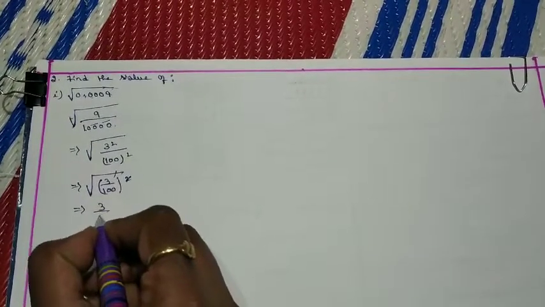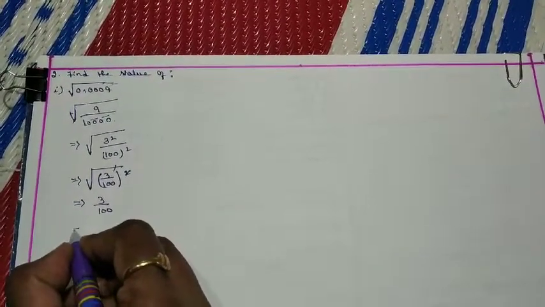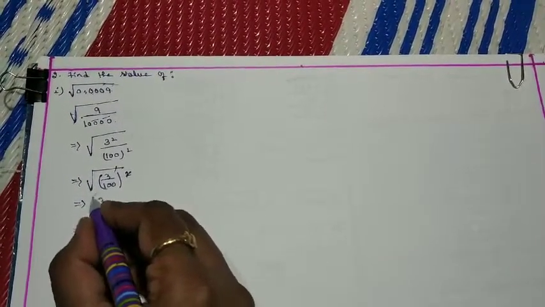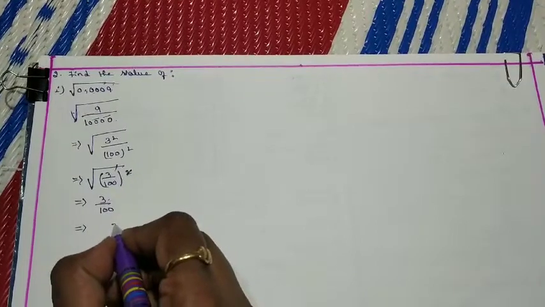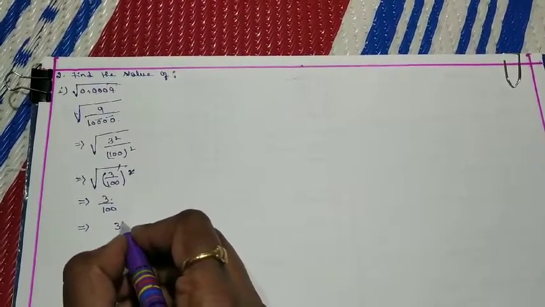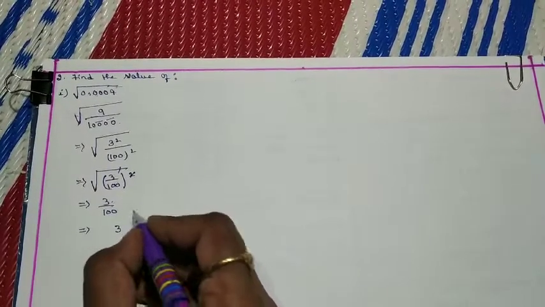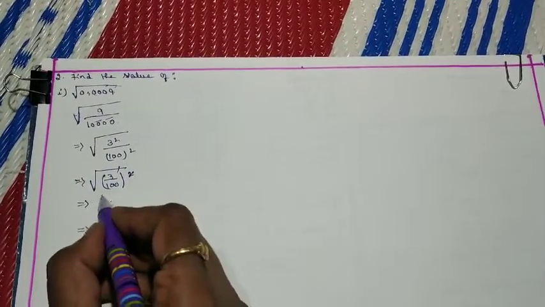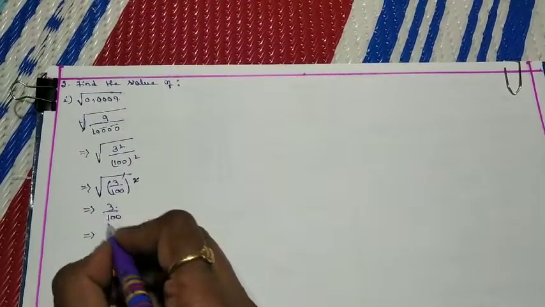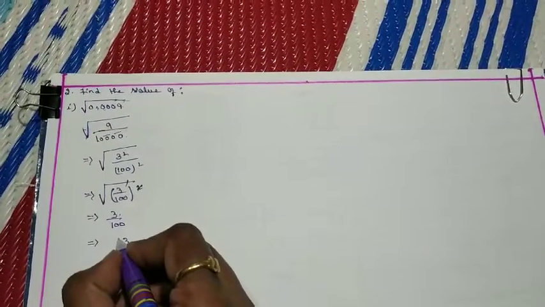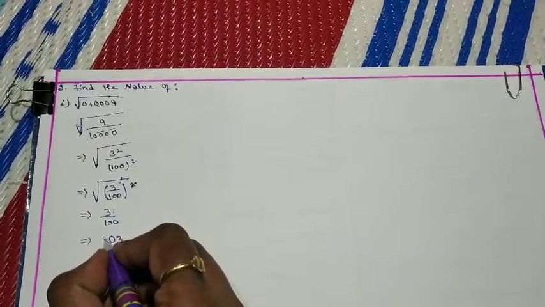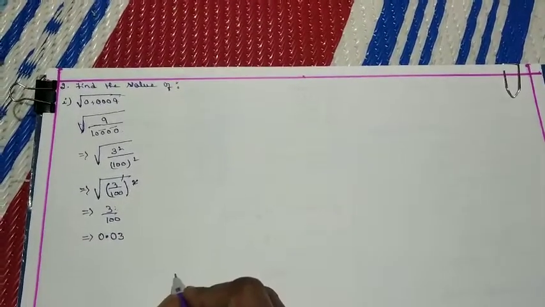Then 3 by 100. Since we have 2 zeros in the denominator, the point will shift from right to left after 2 digits. So the digit 3, and the other digit we do not know. If I put the 0 on the right side of the number, then the value changes to 30. But here we have 3, so it should not be done. Instead of placing zeros at the right, we have to place the zeros at the left, where the meaning of the question will remain the same. Then the point comes here. So 0.03 is the answer.